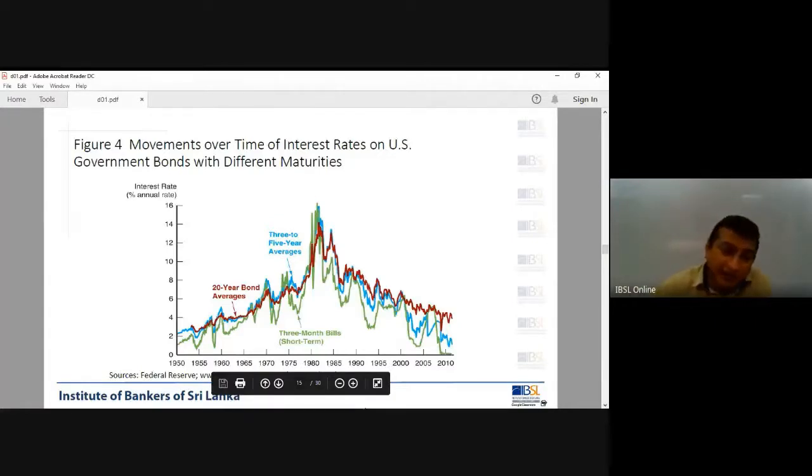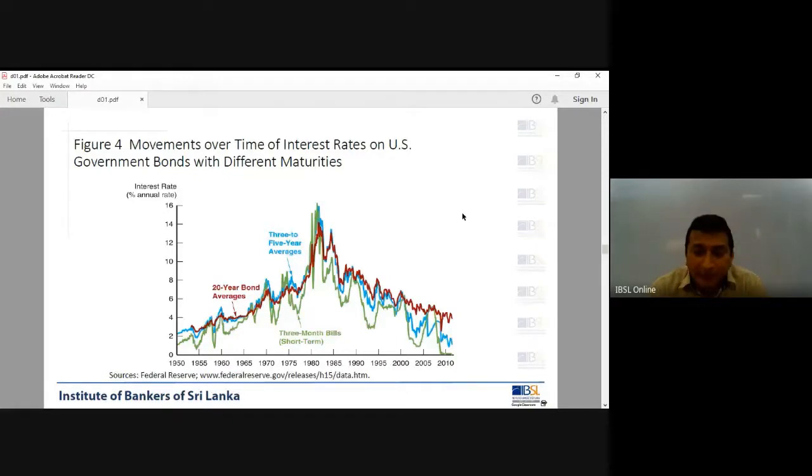This is not a yield curve. Sometimes it's very unfortunate. So-called economic pundits sometimes come and explain this as a yield curve. This is not a yield curve. This is a time series analysis of yield behavior of different types of bonds that you see in the market.